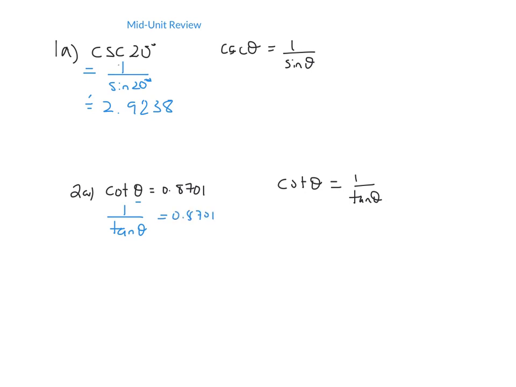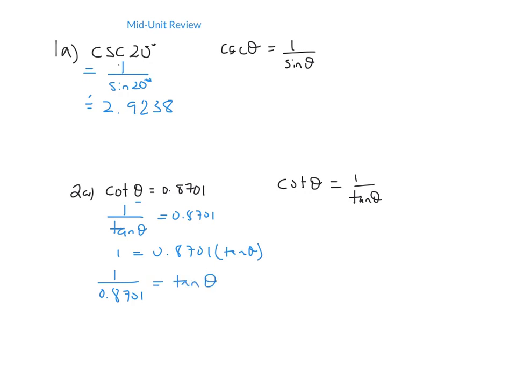0.8701. I could multiply both sides by the tan of theta, and that's going to give me 1 equals 0.8701 times the tan of theta. And then I would divide both sides by 0.8701, and that's going to equal tan theta.